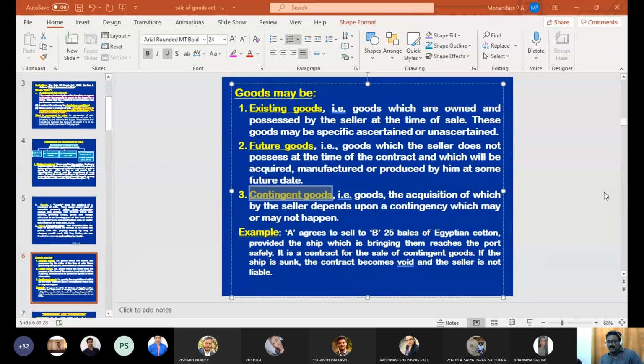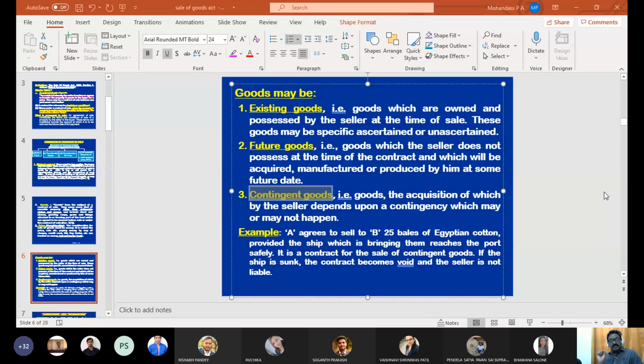Now a contract is signed. I am a seller, she is a buyer. I am supposed to supply those goods to her. But when I sign, I will mention it as contingent goods because the ship which is coming from Egypt has to reach Chennai harbor safely. Then only do I get that Egyptian cotton in my custody so that I can sell it to Vaishnavi.